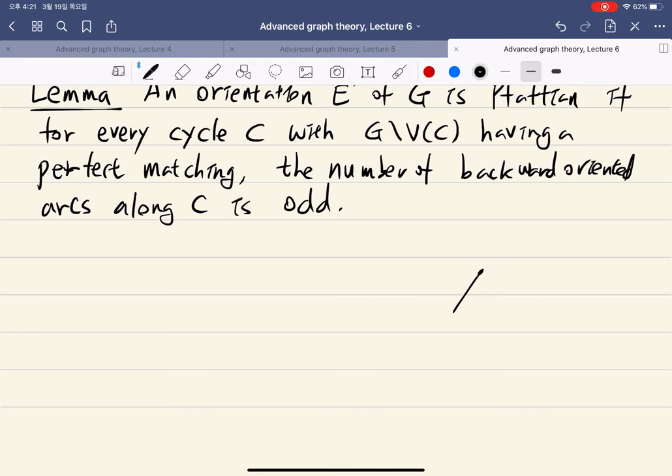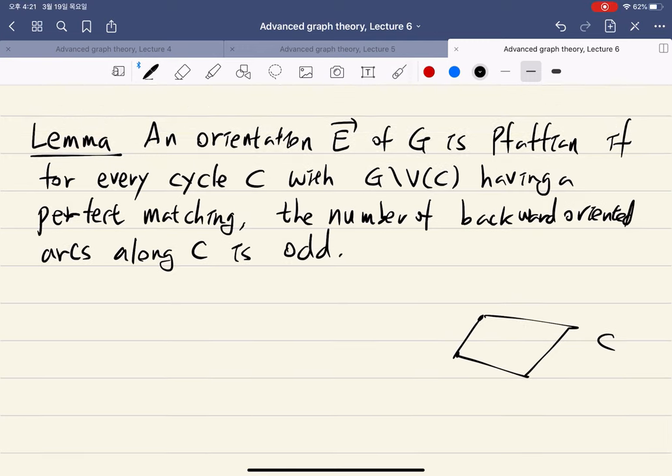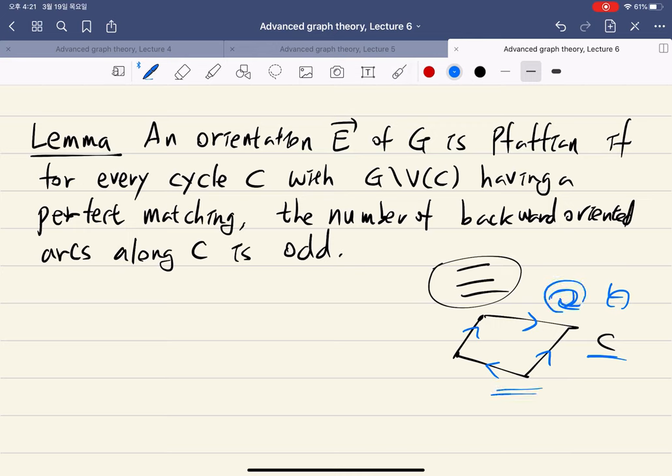What it means is that once we take a cycle C in a graph G with an even number of vertices, so if there is a perfect matching outside, then C itself is an even cycle. And according to this orientation, if you count in a clockwise direction, there is only one backward edge. In the counterclockwise direction, there are three backward edges. Since C itself is an even cycle, the number of backward edges in the first orientation and the number in the second orientation sum up to all the edges. So if one of them is odd, the other one is odd. So we can just say the number of backward oriented edges is odd, without specifying which of the two orientations of C we take.